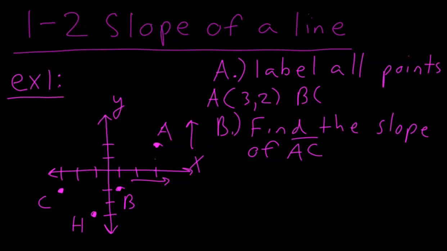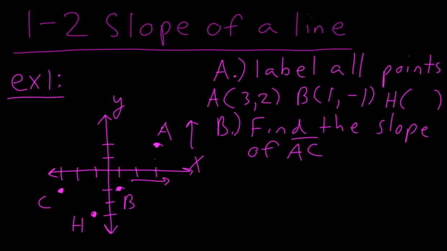Well, point B has gone to the right 1, so we have a positive 1, comma, but on the y-axis it hasn't gone up, it's gone down 1, which will become a negative 1. Okay, let's go ahead and talk about H.